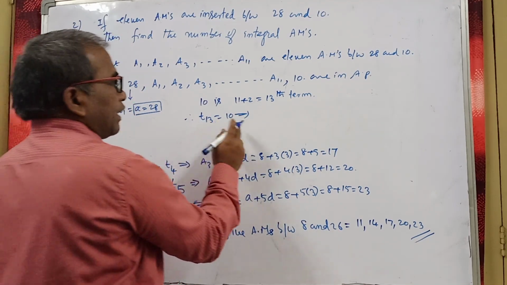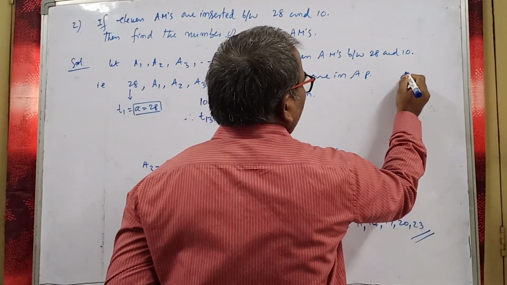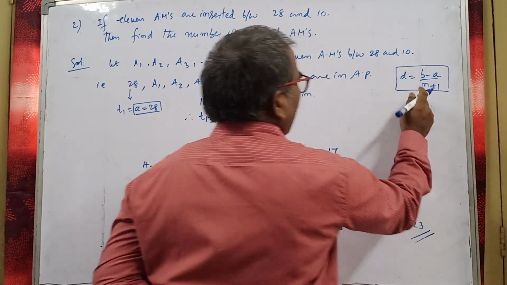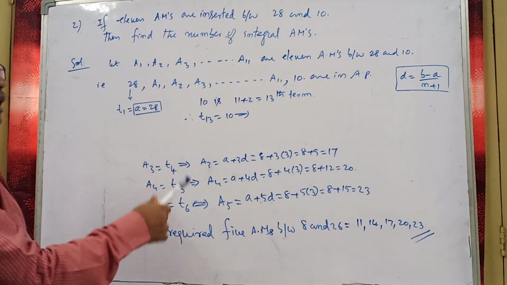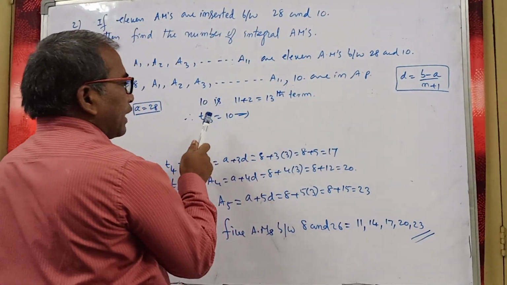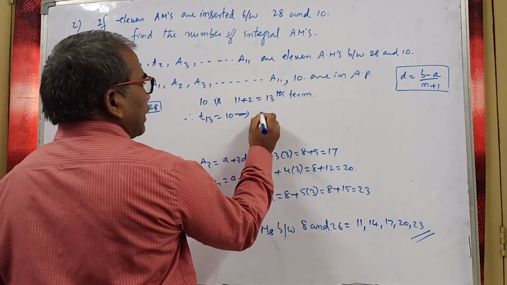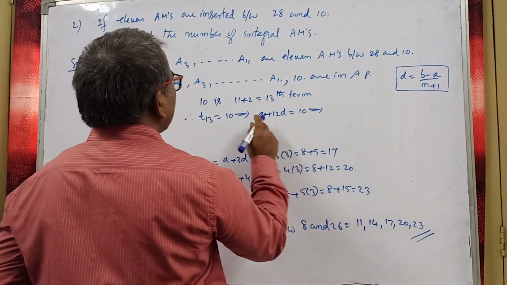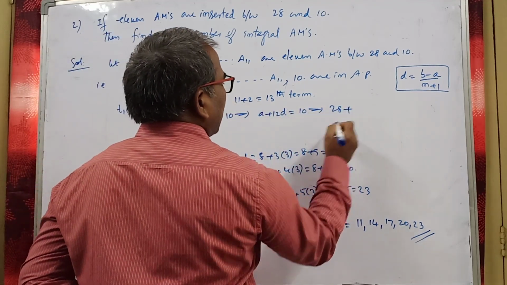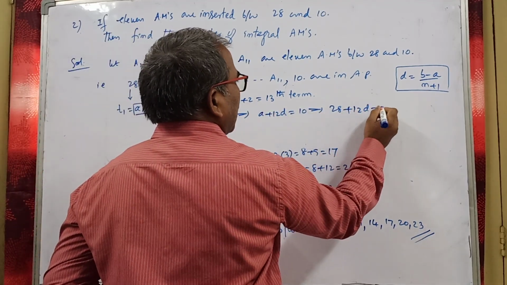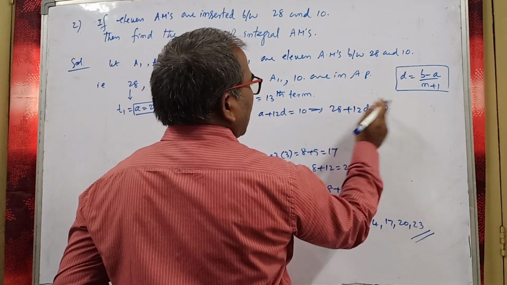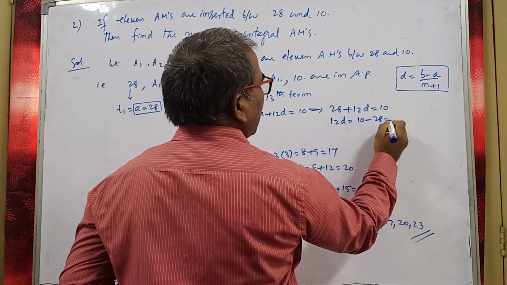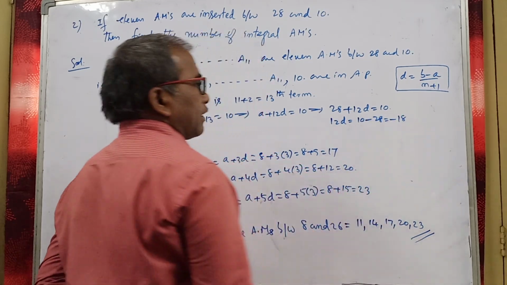From here you would find D. Or else you can use the D formula, (B minus A) by (n plus 1). If you wish, you can use that formula directly to find D. Even if you forget, you can get the D value from here. T13 is A plus 12D is equal to 10. A means how much? 28 plus 12 into D is equal to 10. So 12D is equal to 10 minus 28, minus 18.